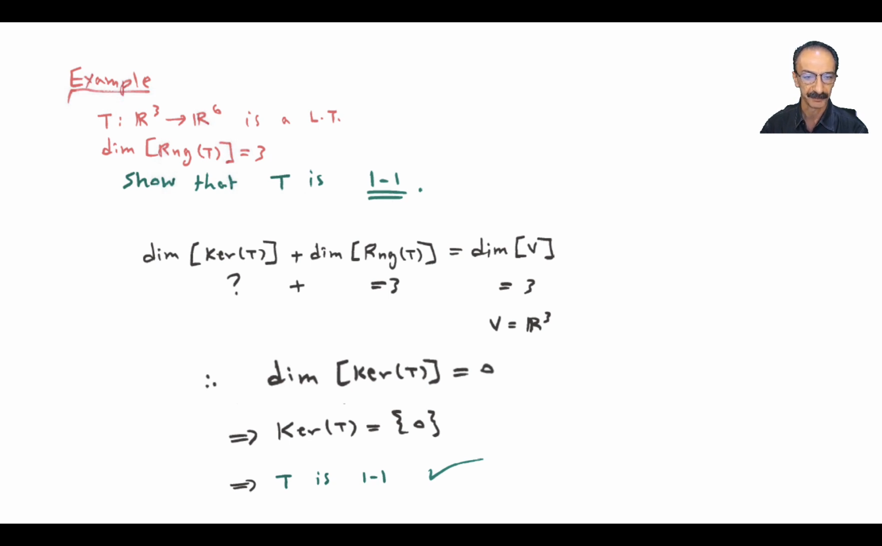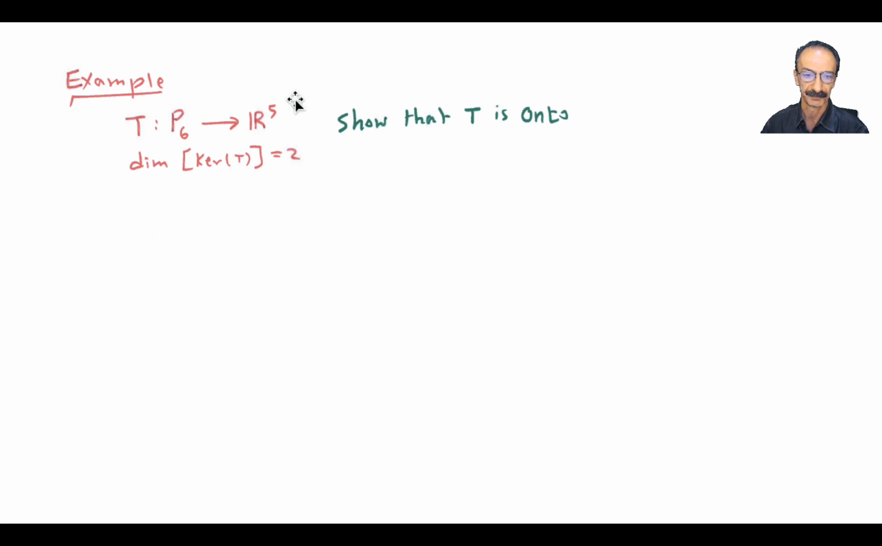Here's another example. Show that T is onto. We're going from P6 to R to the 5. This is V, and the size of V is the size of P6, which is 6 plus 1, and that's 7. Remember, the size of polynomials of degree n is n plus 1. W is R to the 5. The size of W is 5. We need this for the range and onto. Dimension of kernel of T is 2, given to me.